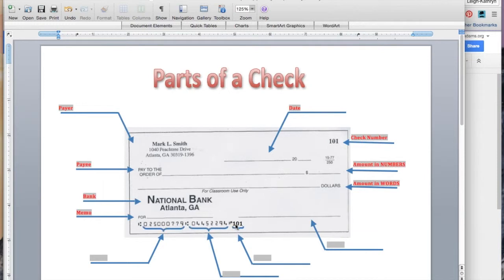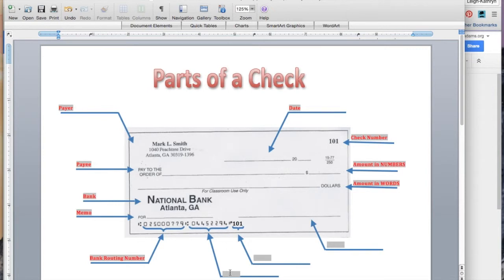Okay, at the bottom here you'll see a bunch of numbers, and I've got them broken into 3 different sections. Does anybody know what this first grouping, this first section of numbers is? These are our bank routing numbers. Every bank has a routing number, and this is how the computer figures out, all by itself, how to withdraw the right amount of money from the correct bank account. So each bank, each location has its own routing number. So that's the first set of numbers.